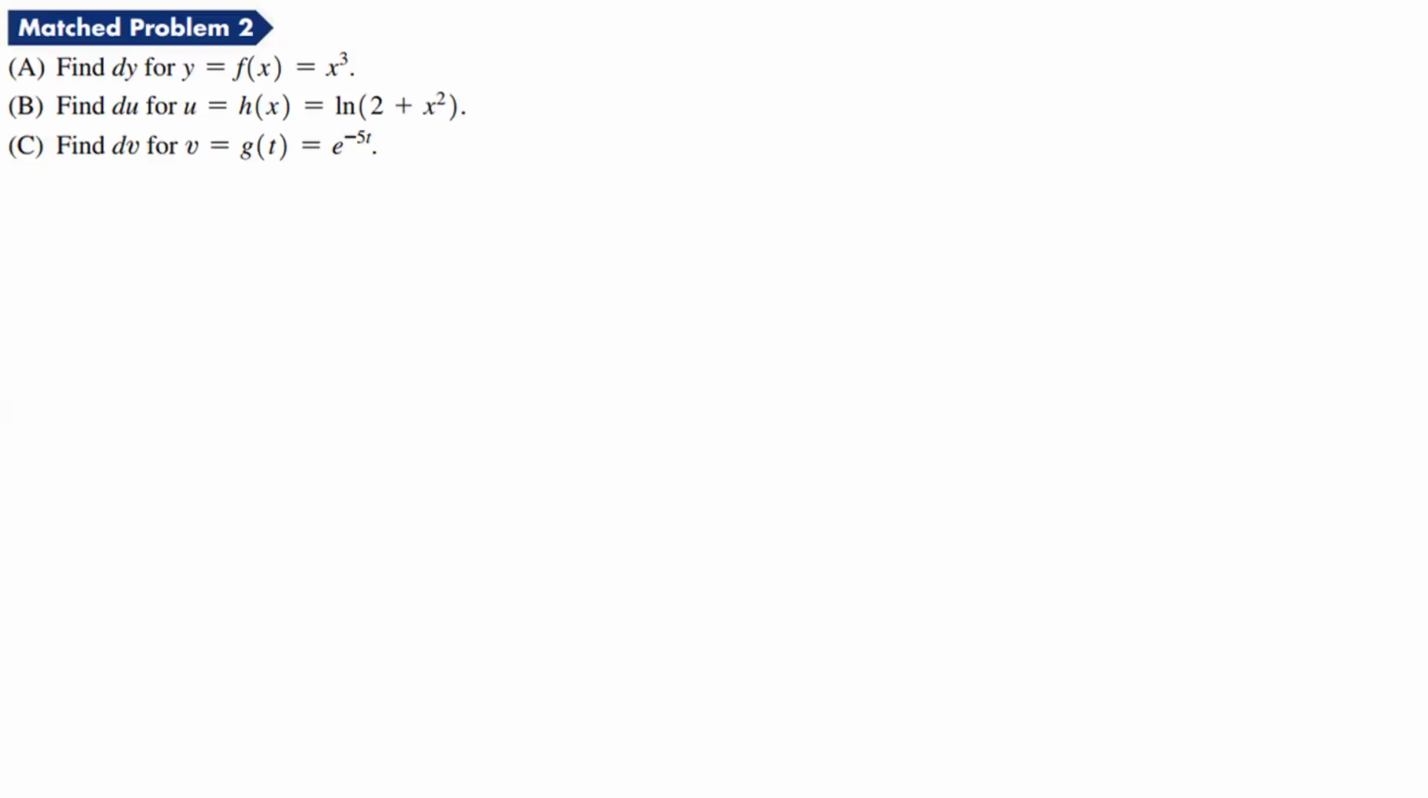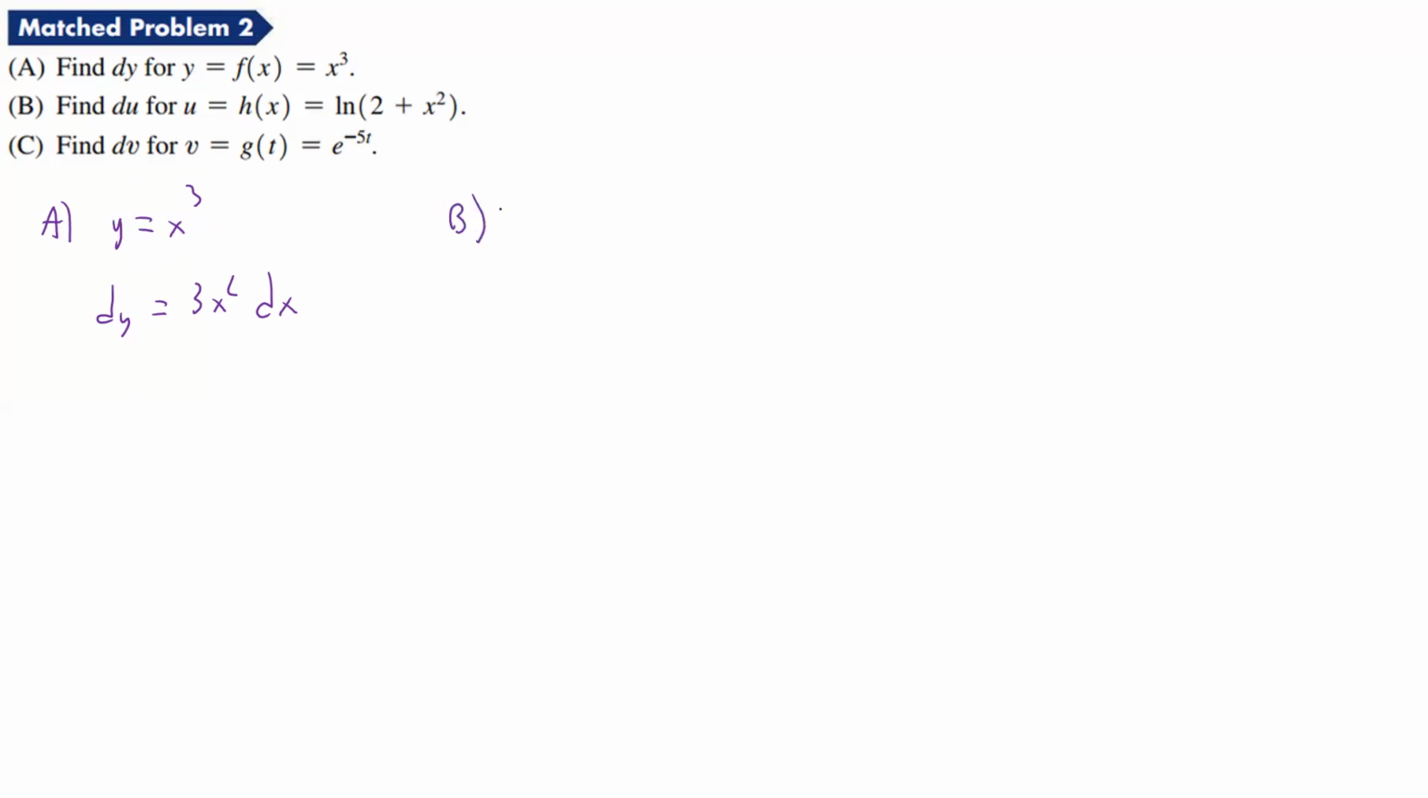All right, so what they want us to do is find dy for those functions. So for a, what do we have? Well, we have y equals x cubed. So the differential of y is equal to what? Well, that's going to be, take that derivative, 3x squared, and then dx. So we have to take the derivative of both sides, and so that's why we have this dx over here.